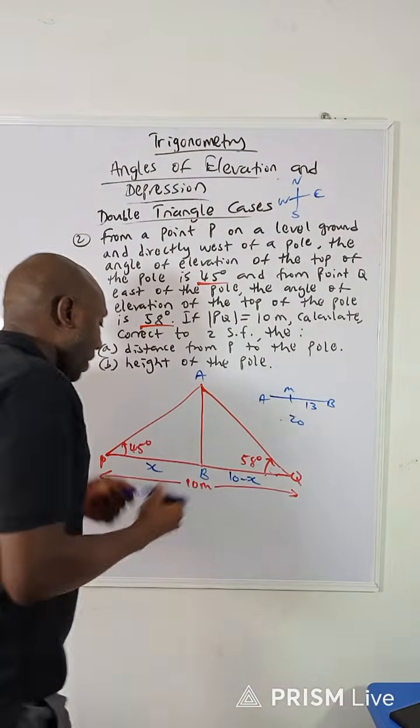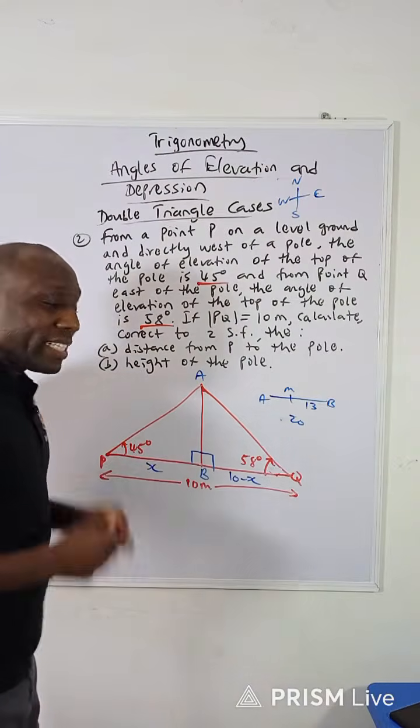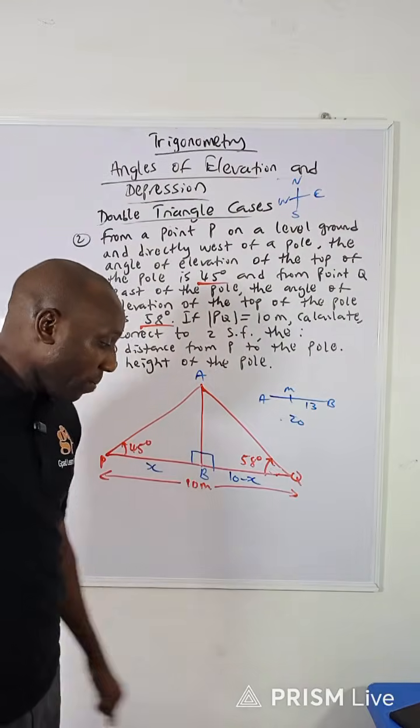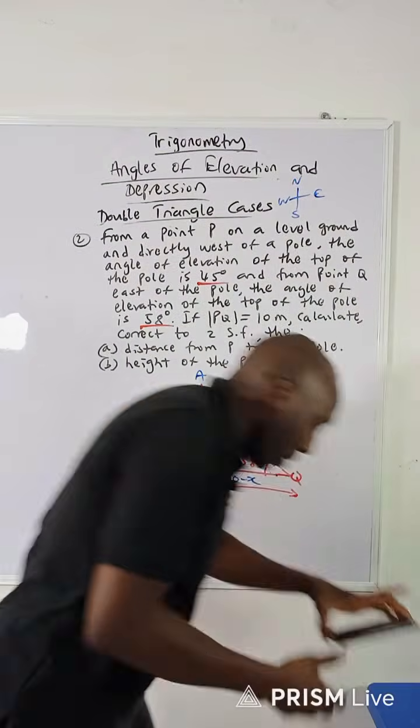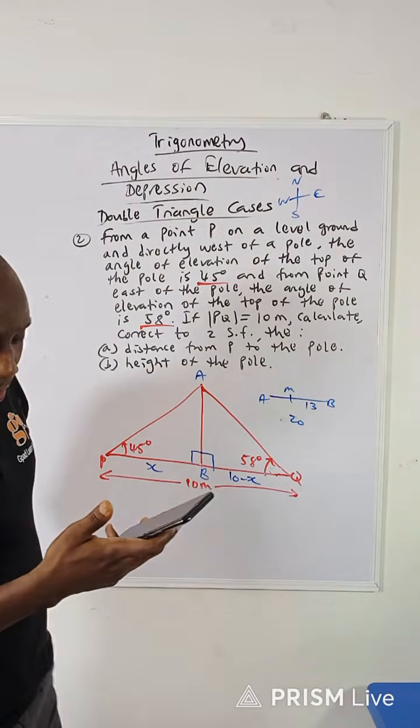We have two right angle triangles. See, who can tell me what is common between these two right angle triangles? Anybody? I think somebody in the chat already told us.